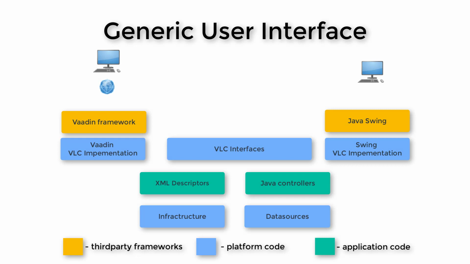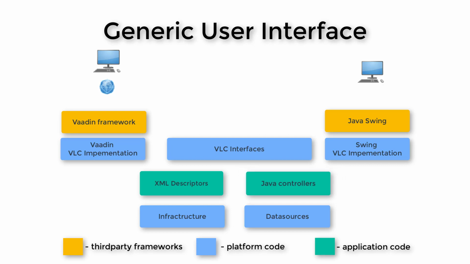Generic user interface subsystem allows you to create UI screens using XML and Java. The screens created using this approach work identically in both standard clients, web client and desktop client. Main components of generic UI screens are marked as green. XML descriptors are XML files containing information about data sources and screen layout. Controllers are Java classes containing logic for screen initialization and handling of events generated by UI controls.